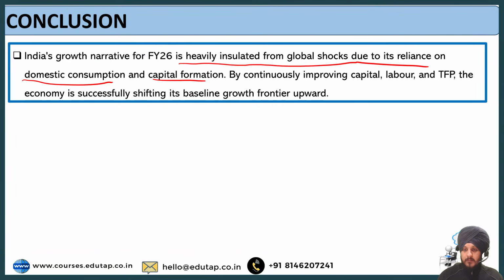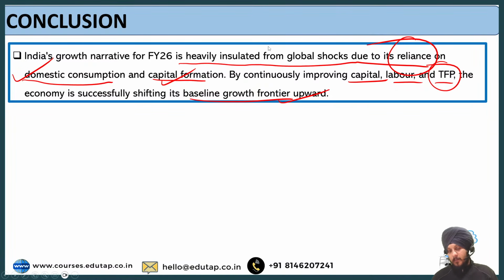This is because of the resilience with respect to domestic consumption and domestic capital formation. And by continuously improving capital, labor, and total factor productivity, the economy can successfully shift its baseline growth frontier upwards. So this is something that you can write as a part of the conclusion. Of course, you can write it in your own words.